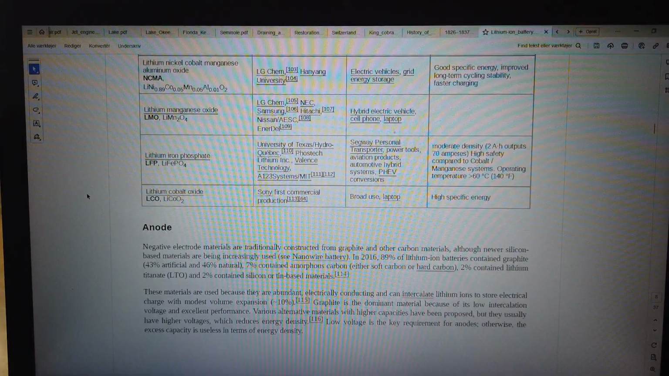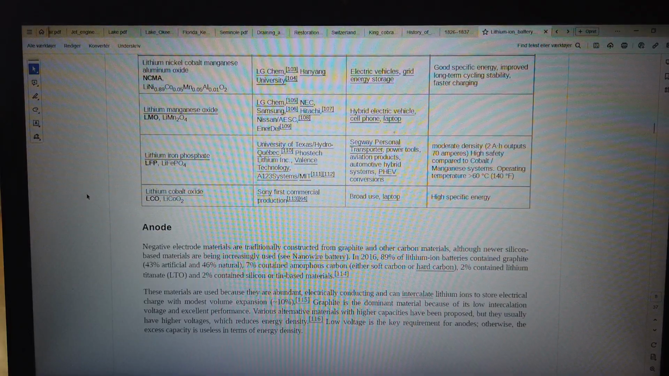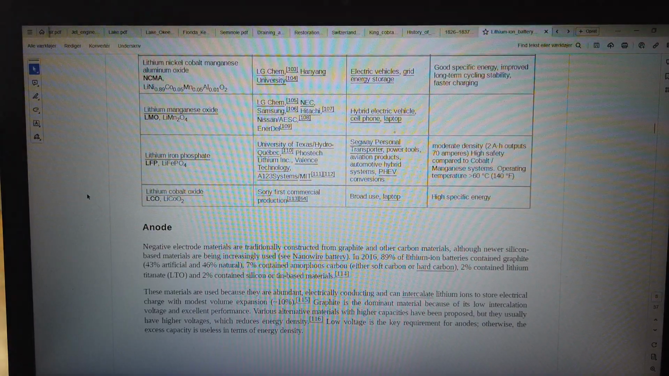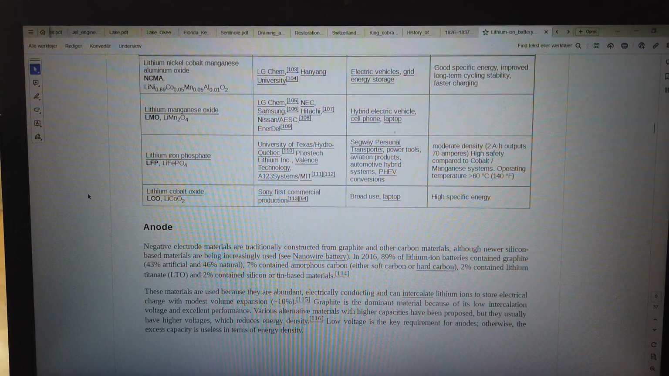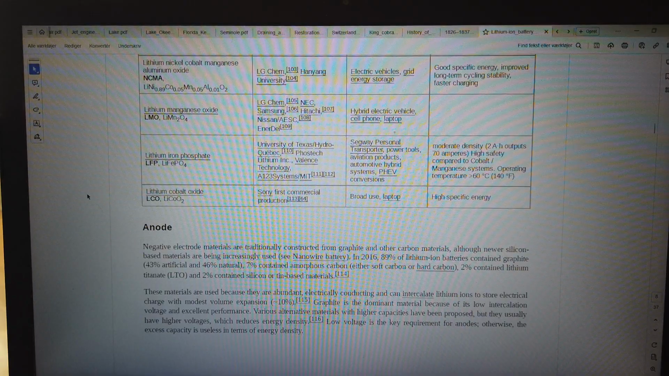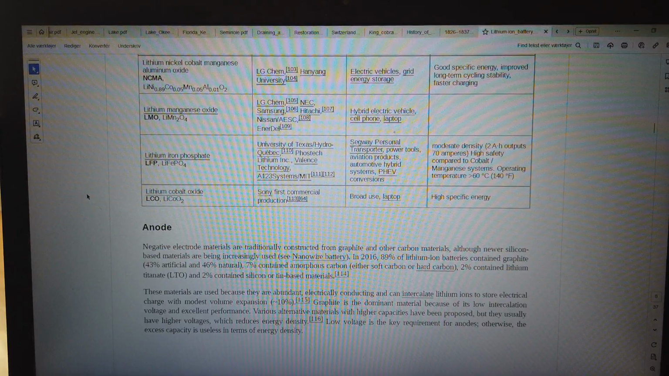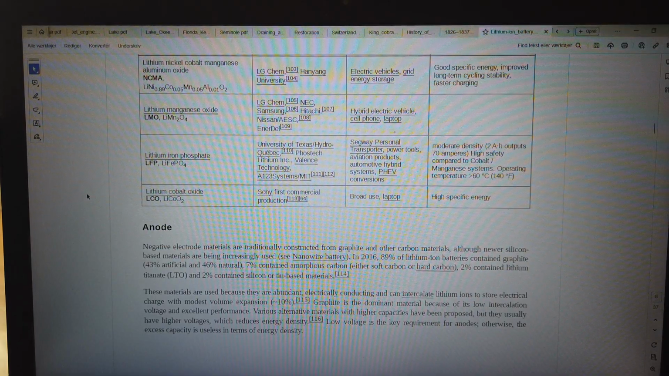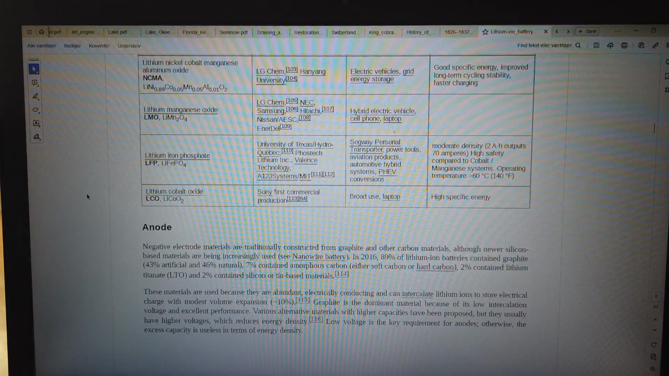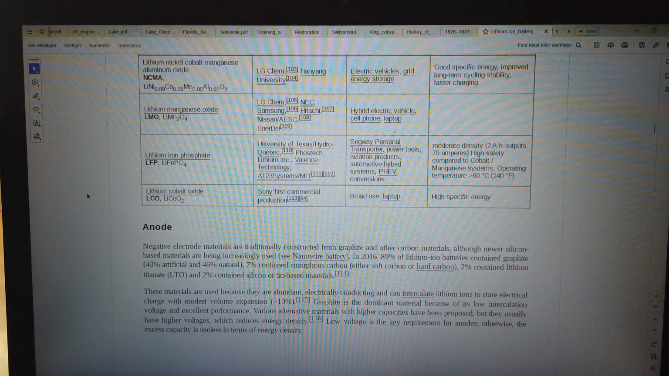MIT [111, 112]. Segway personal transporter, power tools, aviation products, automotive hybrid systems, PHEV conversions, moderate density, 2 times higher outputs, 70 amperes, high safety compared to cobalt/manganese systems. Operating temperature > 60 degrees C, 140 degrees Fahrenheit. Lithium cobalt oxide, LCO, LiCoO2, Sony first commercial production [113, 64], broad use, laptop, high specific energy.